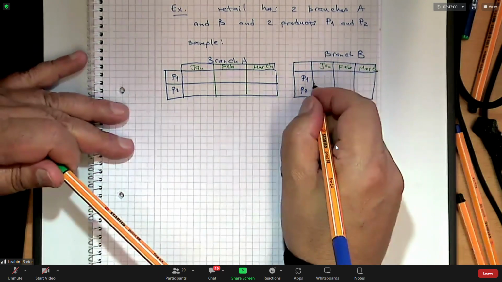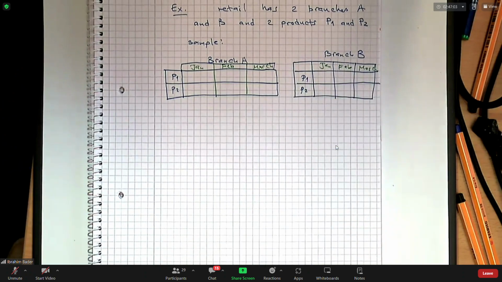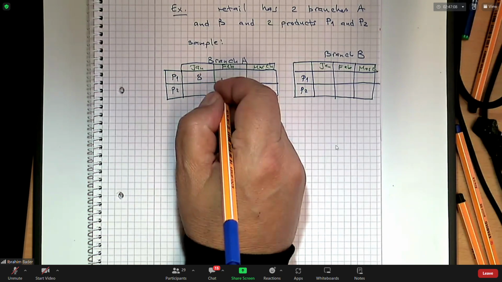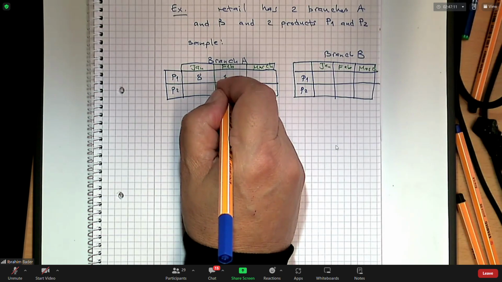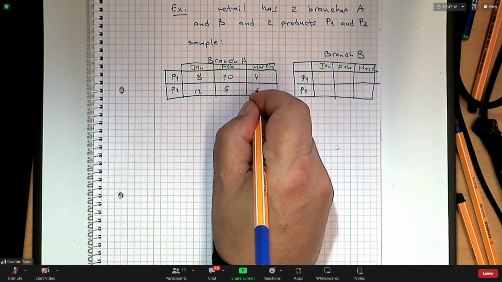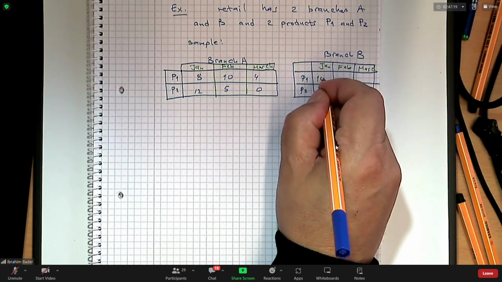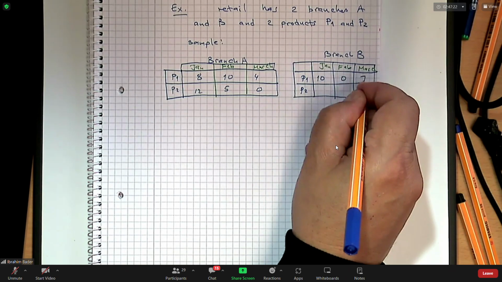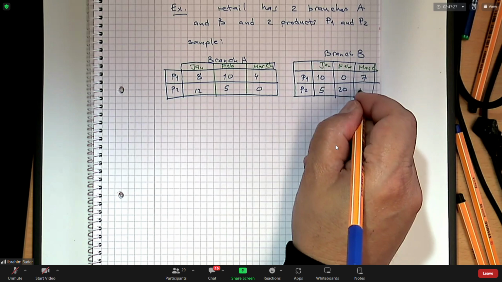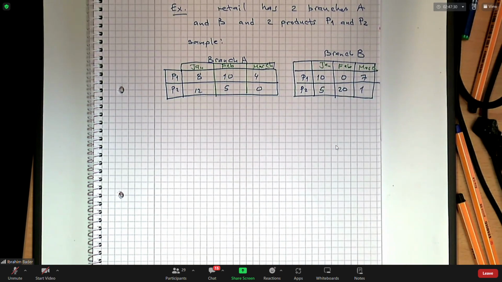Okay, so here let's assume we have numbers. Let's assume 8 were sold from product 1, here 10 units, here 4 units, here 12, 5, 0, and 10, 0, 7, 5, 20, and 1. Okay. So obviously this is a matrix with 2 rows and 3 columns.